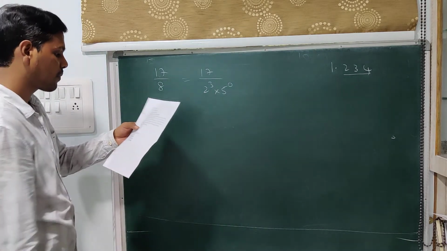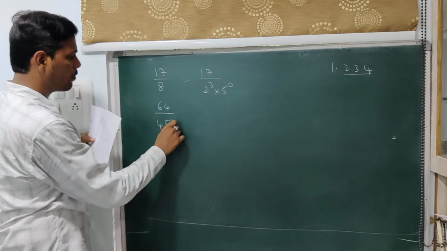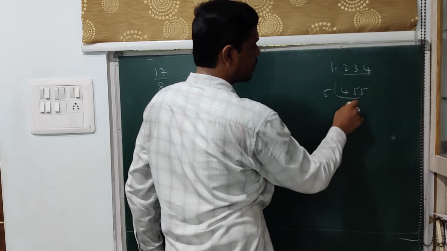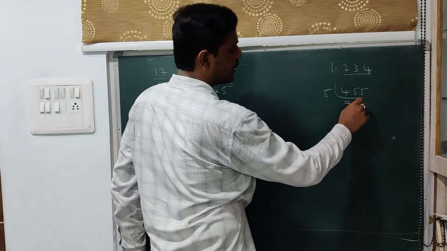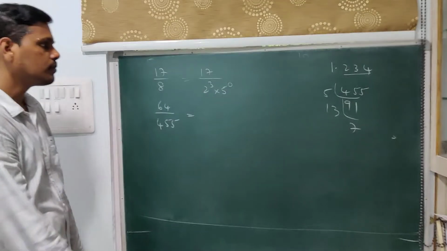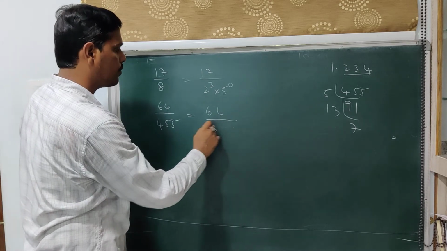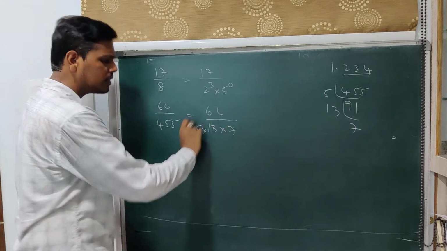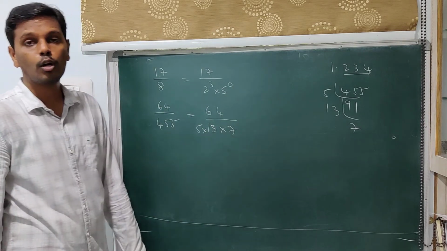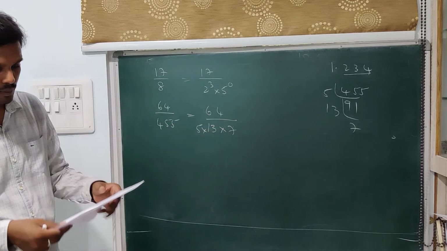Look at this next one, 64 by 455. So 455, do the prime factorization. 5 9s are 45, 5 1s are 5, and 13 7s are 91. So this is 64 by 5 into 13 into 7. Now this is not of the form 2 power m into 5 power n. Therefore this is a non-terminating repeating decimal expansion. So we need not consider this further.